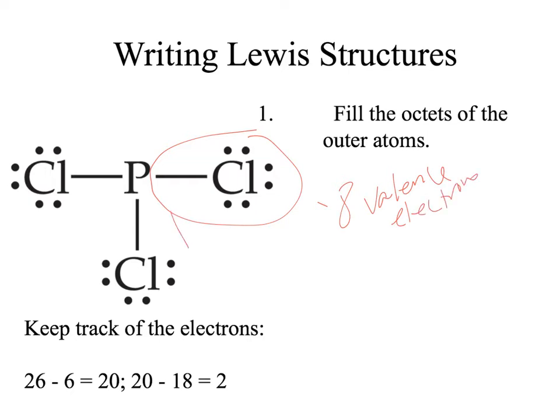Same for these. This chlorine, if I added 6, same thing in this one. I'm going to keep track of my electrons, so I've distributed, let's count, 2, 4, 6, 8, 10, 12, 14, 16, 18. I've distributed 18, so I had 20 left from the previous page. Now I've taken away 18, so I just have 2 left. Okay, I've almost distributed all my electrons.